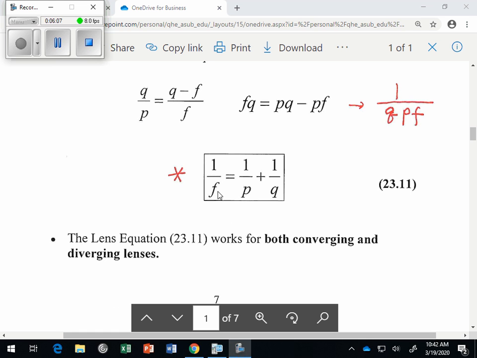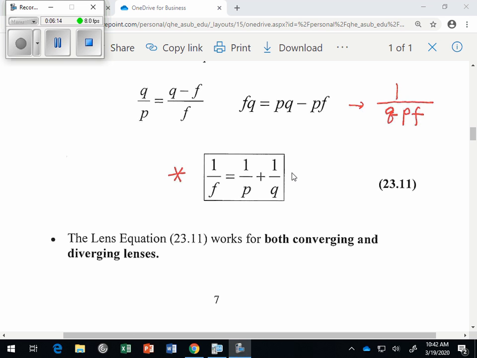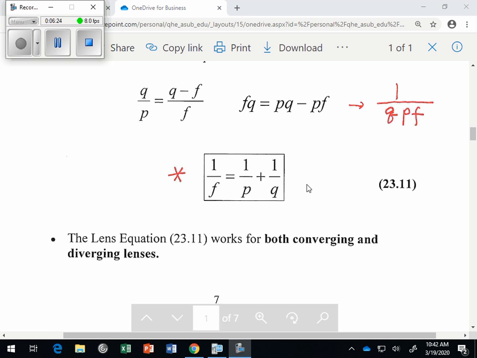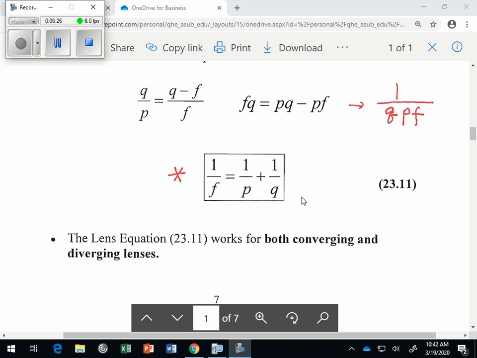Then we have this result: 1 over f equals 1 over p plus 1 over q. This is a very, very important equation. We call it the lens equation. The negative sign goes away because we move the 1 over f to one side and the p and q to the other side. So this is the equation we're going to use to solve our problems.